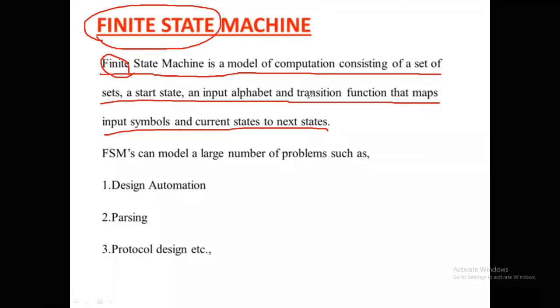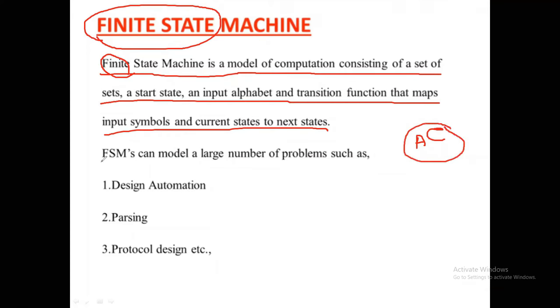For example, a state machine that accepts only A and C alphabets. So this state machine is a model of computation and consists of a set of states. Different states you are going to give, and for this there is a start state and an end state, and this model can accept only the alphabets AC, for example.